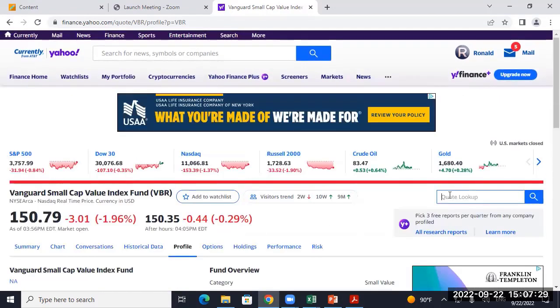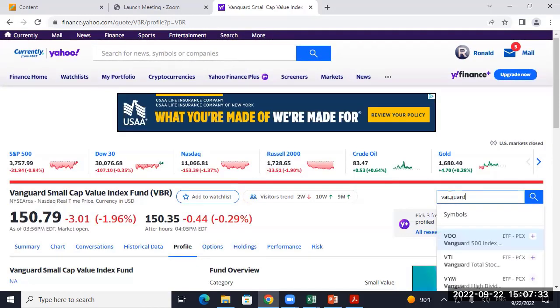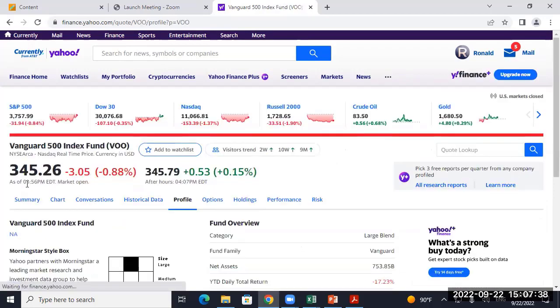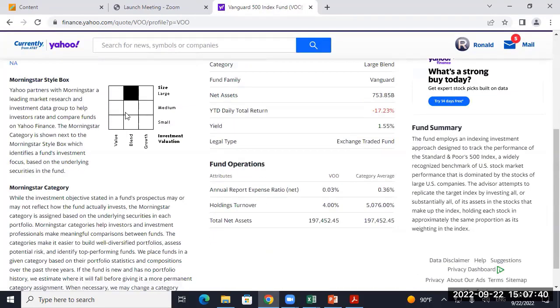So if we do the Vanguard S&P 500 index fund, that should be large cap core, right in the middle. Not value, not growth, it's right in the middle.